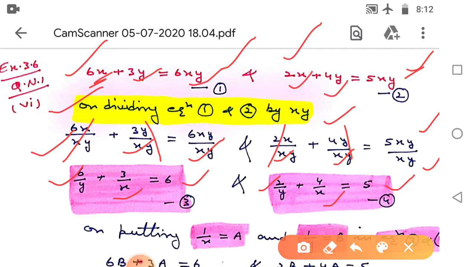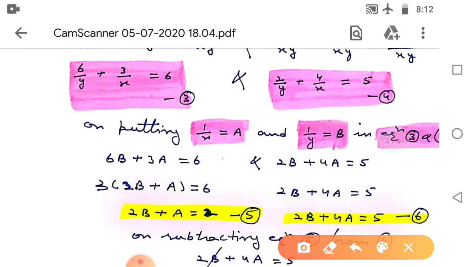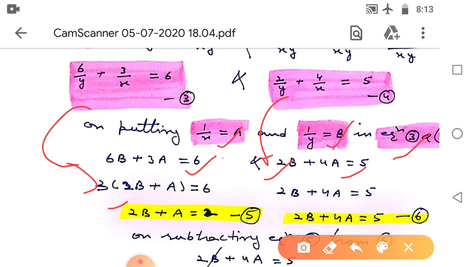Okay. Now same procedure. Let 1 upon x is equal to a and 1 upon y is equal to b. Now putting the value of 1 upon x is equal to a and 1 upon y is equal to b in equation 3 and 4. So equation 3 becomes 6b plus 3a is equal to 6, and this is 2b plus 4a is equal to 5. Clear? So you can take common 3 here. It becomes 2b plus a is equal to 2, and here is 2b plus 4a is equal to 5.